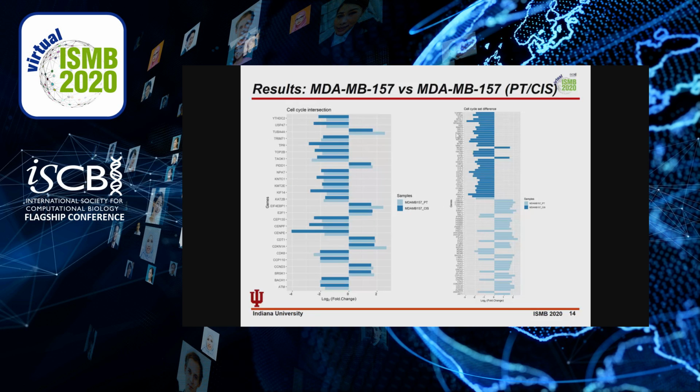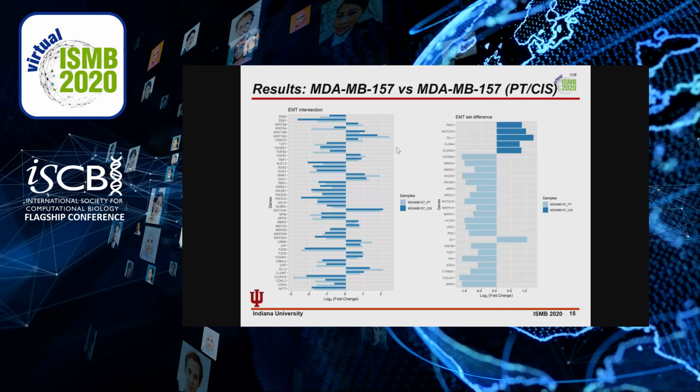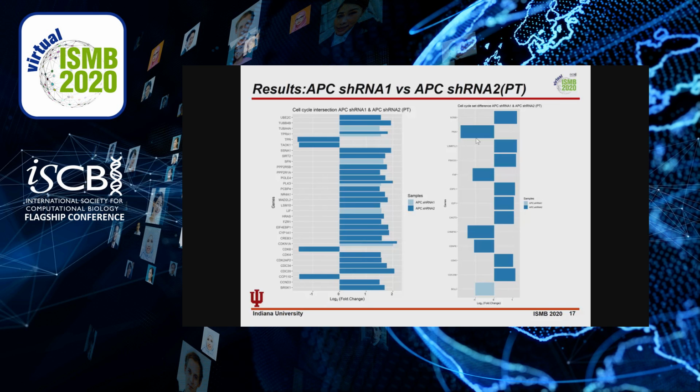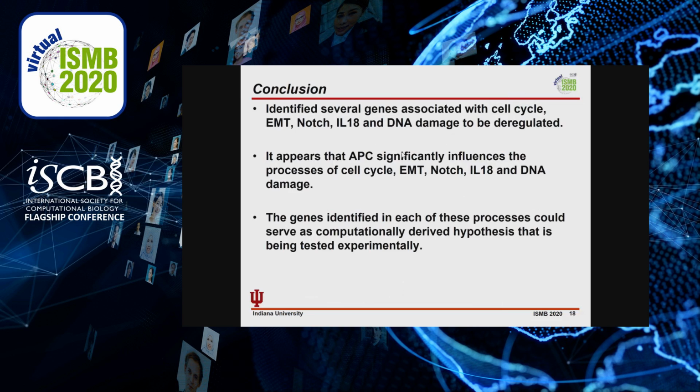We also looked at the wild type cell lines themselves, which are paclitaxel resistant. We looked at different pathways, for instance EMT, Notch, and the other pathways that we mentioned. We looked at Notch as well. And we also looked at the cell cycle, which is very important, and it turns out a lot of genes are disrupted.